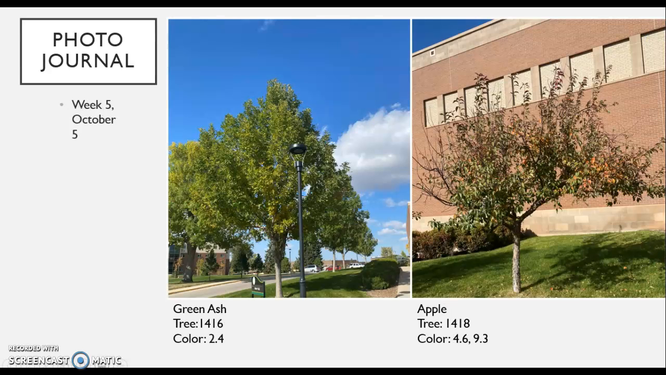For week 5, I did it on October 5th. The green ash tree is very vibrant green and some yellows peeking through, so I gave it a 2.4. And then on the right we have the apple tree, which I gave it a 4.6 for some of the orange yellows in there, and then still the 9.3 with the reddish maroon leaves still at the top there.